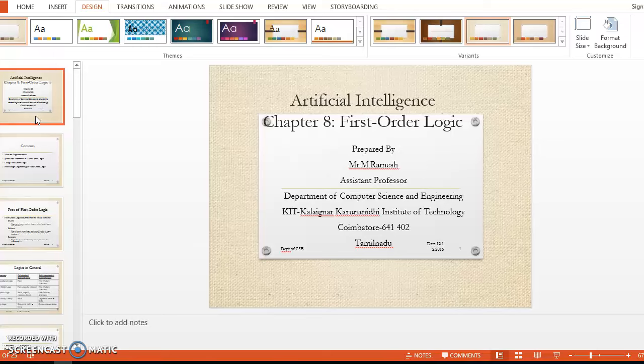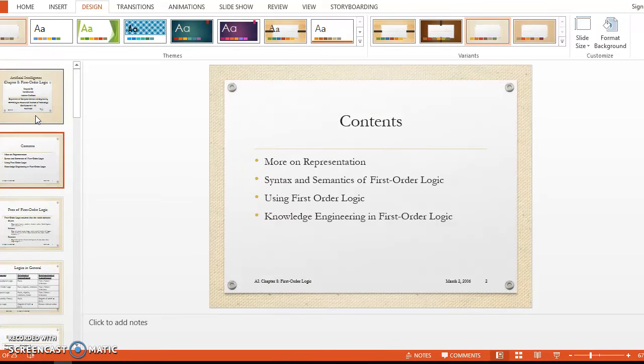Today we're going to see first order logic in knowledge representation. Before that, we have four subtopics in first order logic. The first one is representation, syntax and semantics of first order logic. In the syntax and semantics of first order logic, totally we have 16 types of syntax and semantics, and we're going to see all the 16 types.